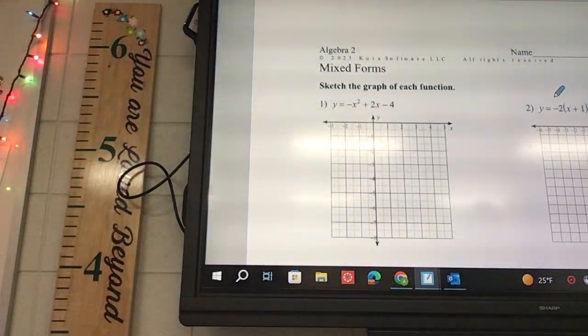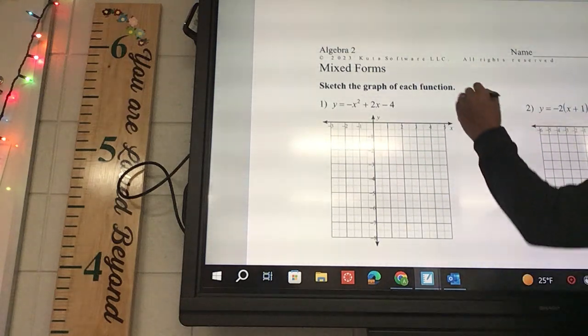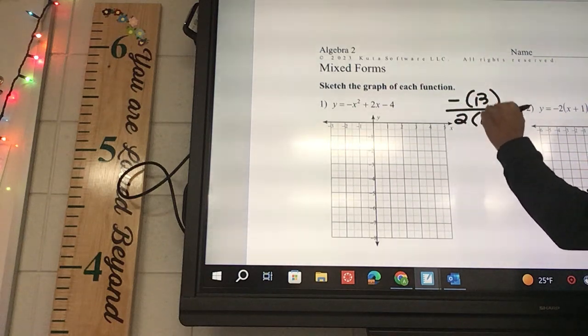An easy way to tell between standard and vertex form: standard form has no parentheses, and vertex form has the parentheses. Okay, so if we look at number one, is this standard or vertex? Standard. It is standard. Okay, standard is the one where you're gonna have to do this negative b over 2a.